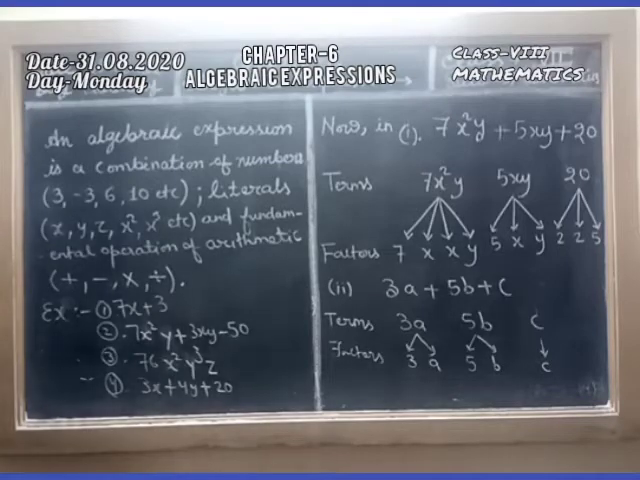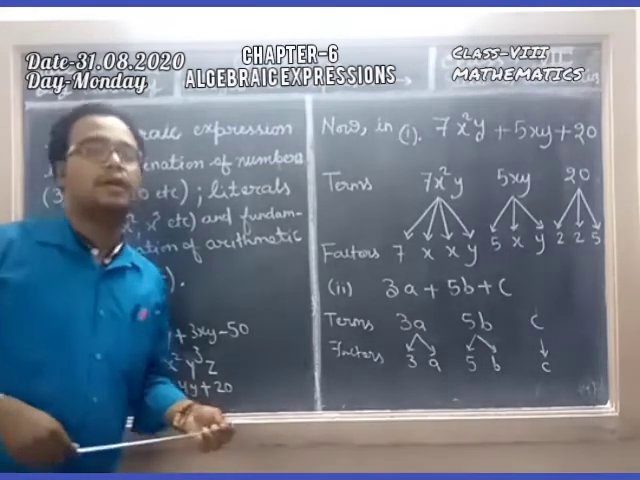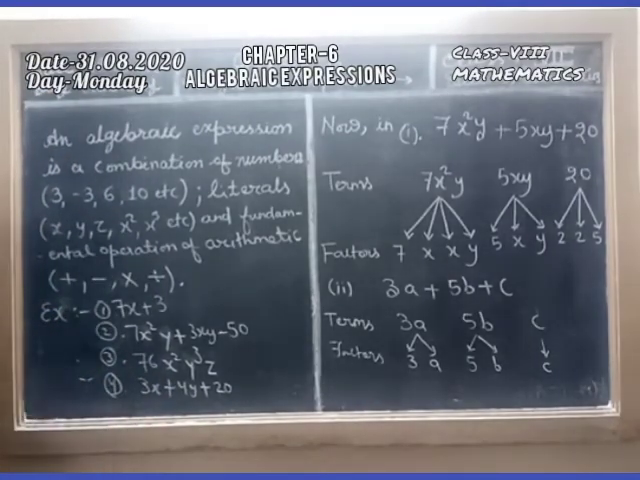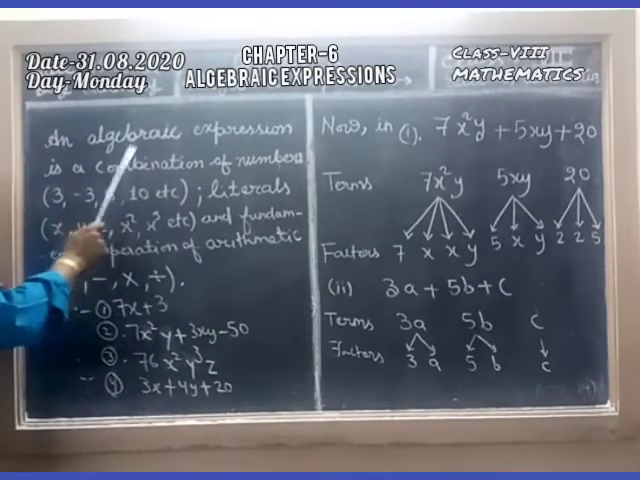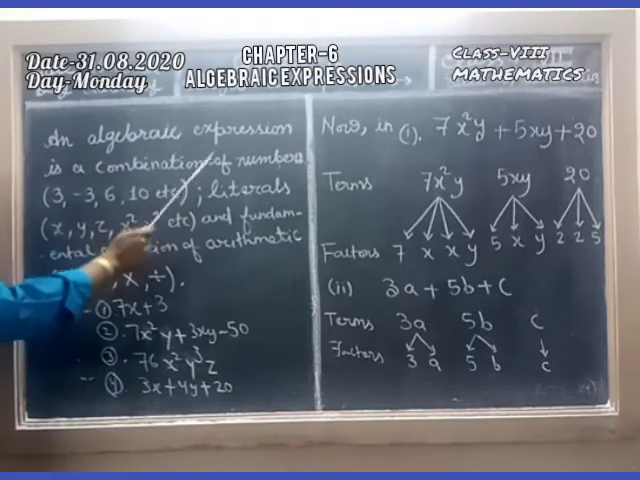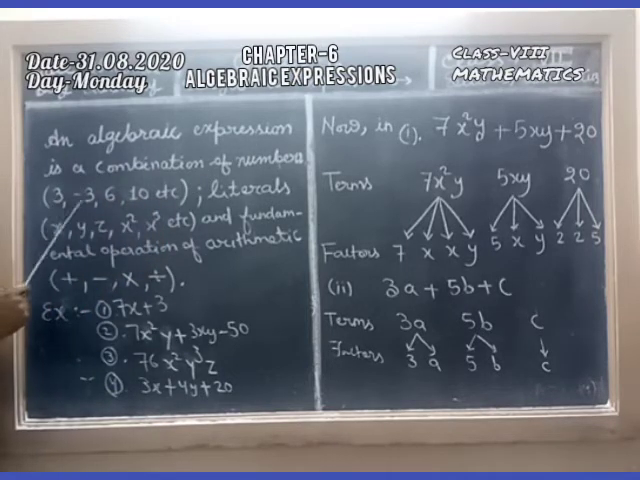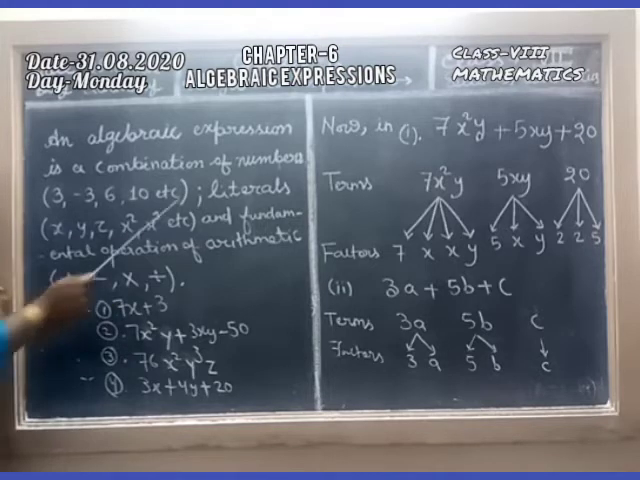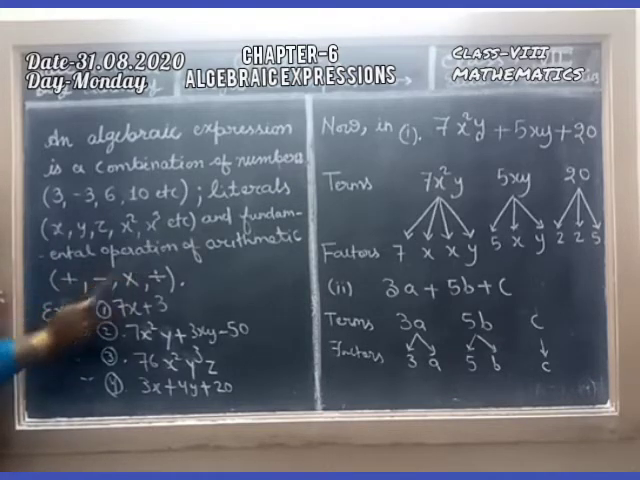Good morning, students. Today I am going to start a new chapter, chapter 6, algebraic expressions. An algebraic expression is a combination of numbers like 3, -3, 6, 10, any number, literals, which means variables, x, y, z, x square, x to the power 3, etc., and fundamental operations of arithmetic. It means plus sign, minus sign, multiply sign, division sign. Clear? So these all together can form an algebraic expression.